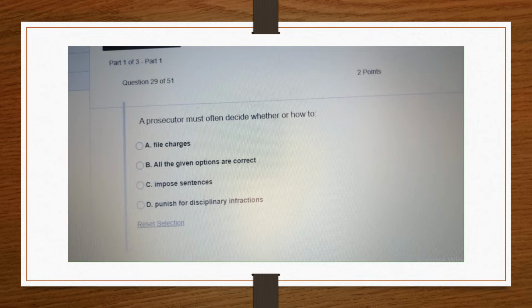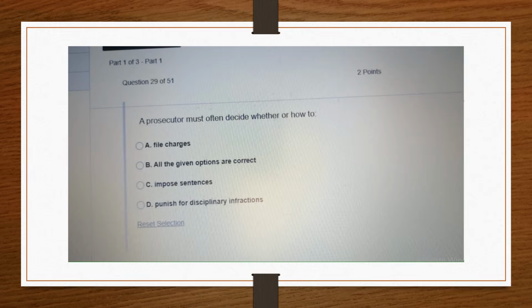29. A prosecutor must often decide whether or not to... My answer is A, file charges, because when I look at the other options, they just do not correspond with the statement. Option C says impose sentences, and we know that sentences are imposed by judges and not the prosecutor, so we throw that out. That falls away automatically.